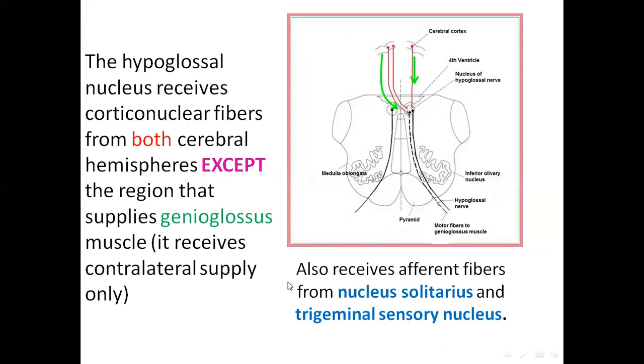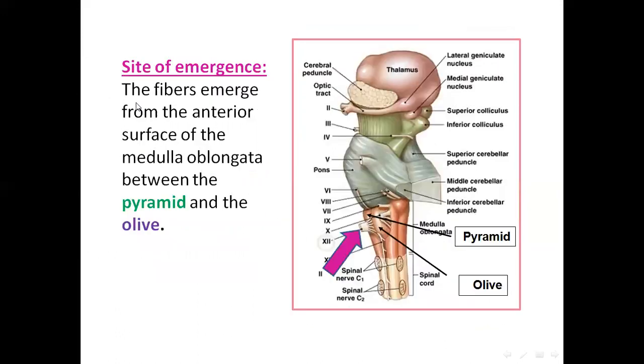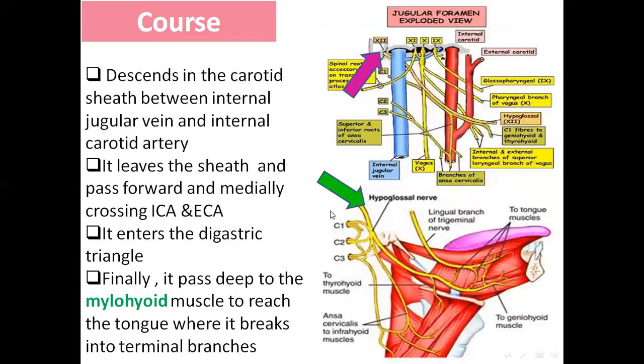It receives contralateral supply only. So this hypoglossal nucleus receives afferent fibers from nucleus tractus solitarius and trigeminal sensory nucleus. Now the site of emergence: the fibers emerge from the anterior surface of the medulla oblongata between pyramid and olive.